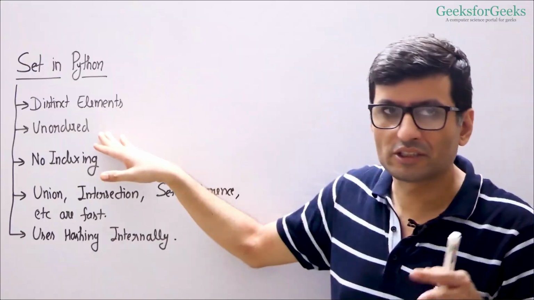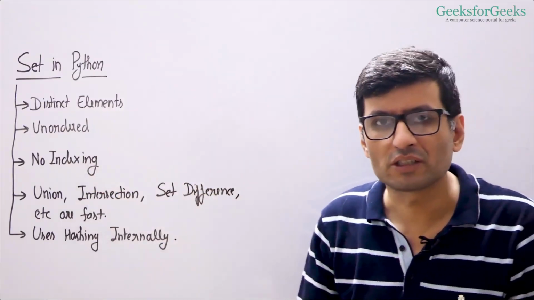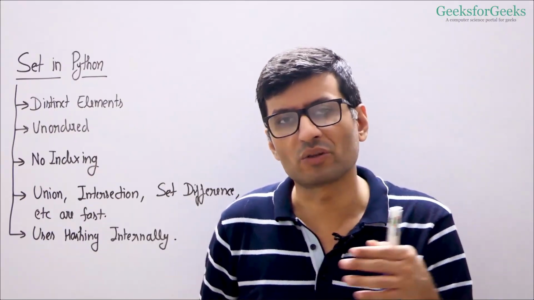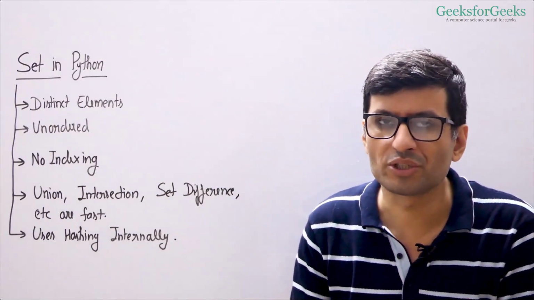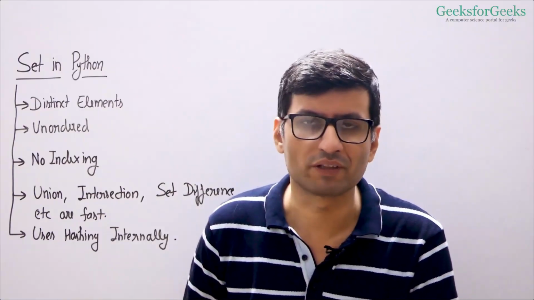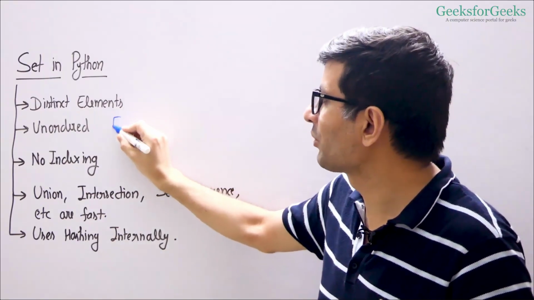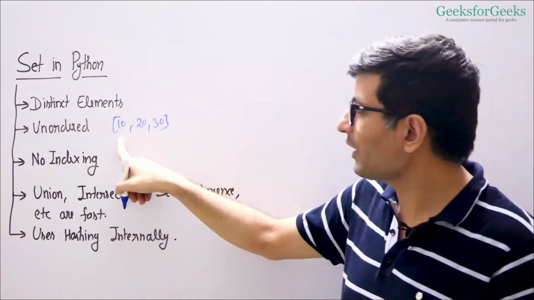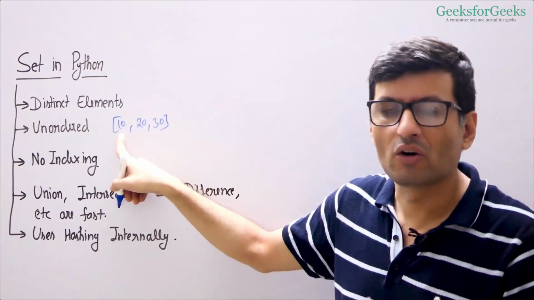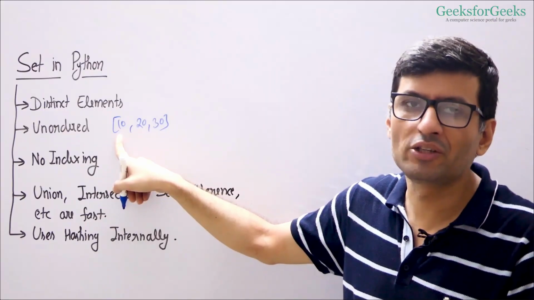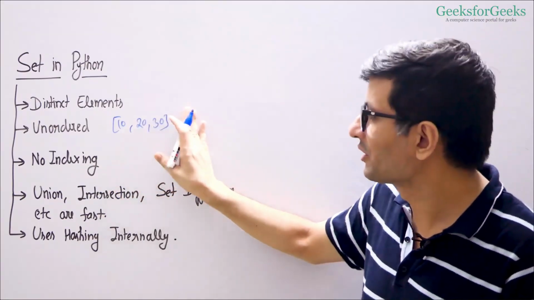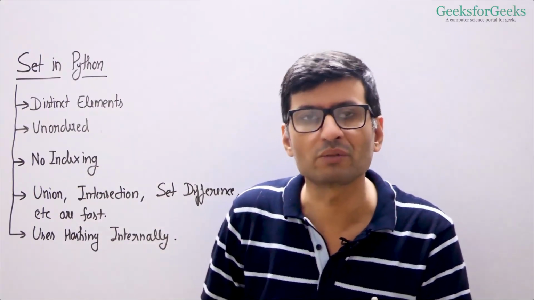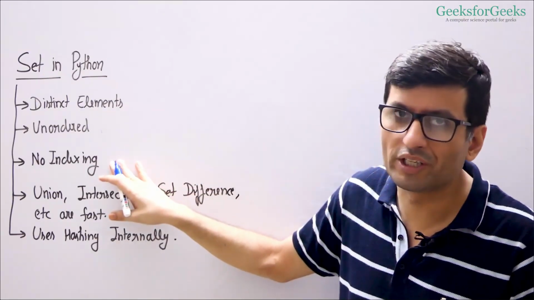The second difference is that set is unordered, which means if you insert certain items in the set and then try to traverse the set or print the set, the order in which you are going to get the items is not predefined. For example, if I insert 10, 20, 30 into a set and then I traverse through the set or print the set, I may get the output as 10, 20, 30 or 20, 10, 30 or 30, 20, 10, any of these 6 permutations of these 3 numbers. So there is no predefined order among the elements of a set when you traverse the set or when you print the set. The third difference is no indexing.